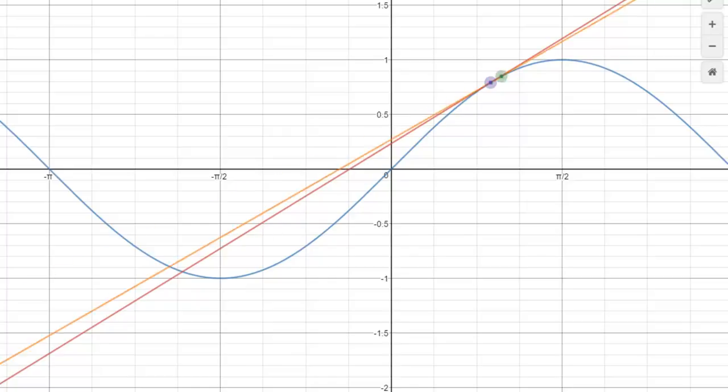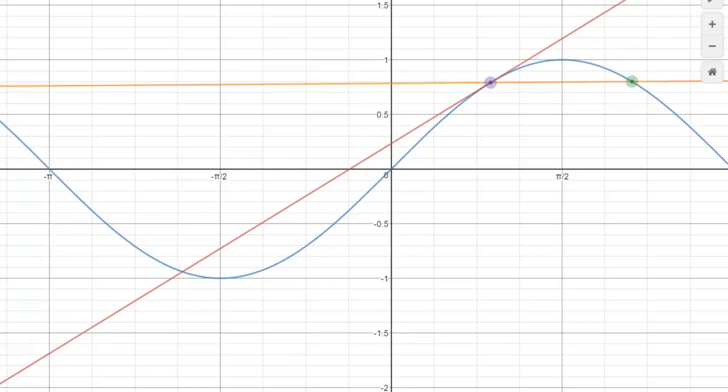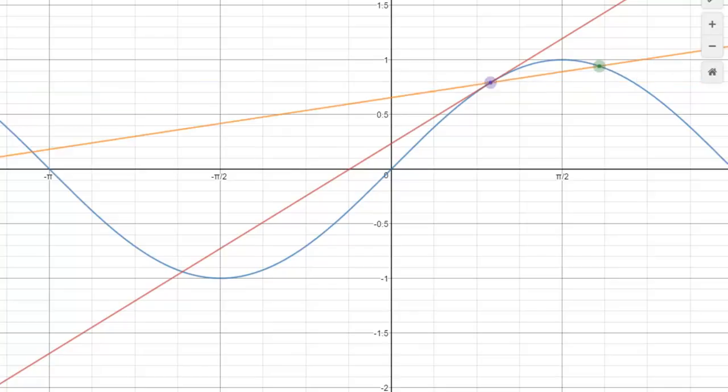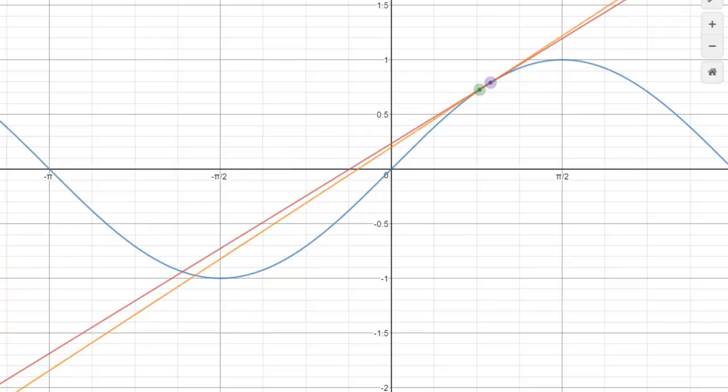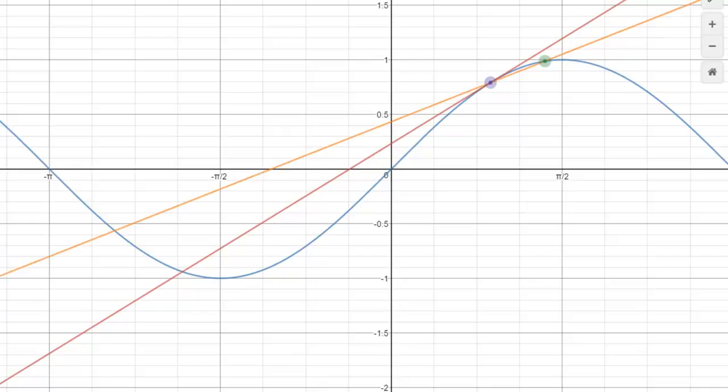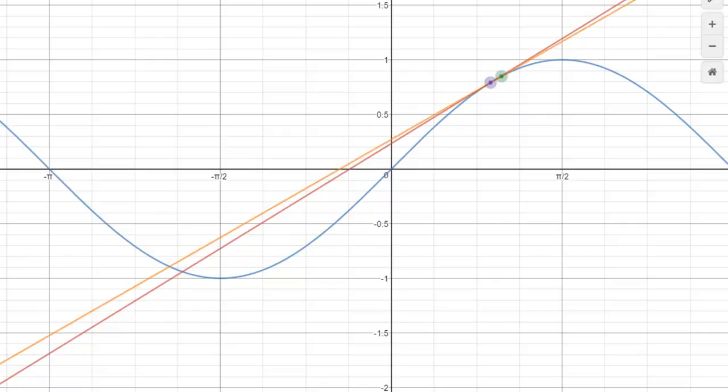Okay? So what you could do is calculate the slope of that line and then move your green dot closer. Calculate the slope of that line. Then calculate the slope of that line. And then keep getting closer and closer until, here I'm using h's, h is so small that essentially there's a negligible difference between the green point and the purple point, which then means the slopes of your orange and red line will be so close together.